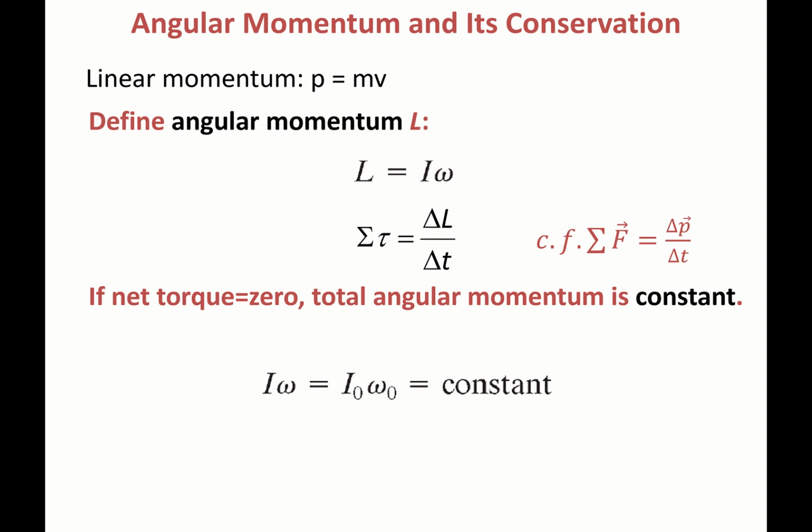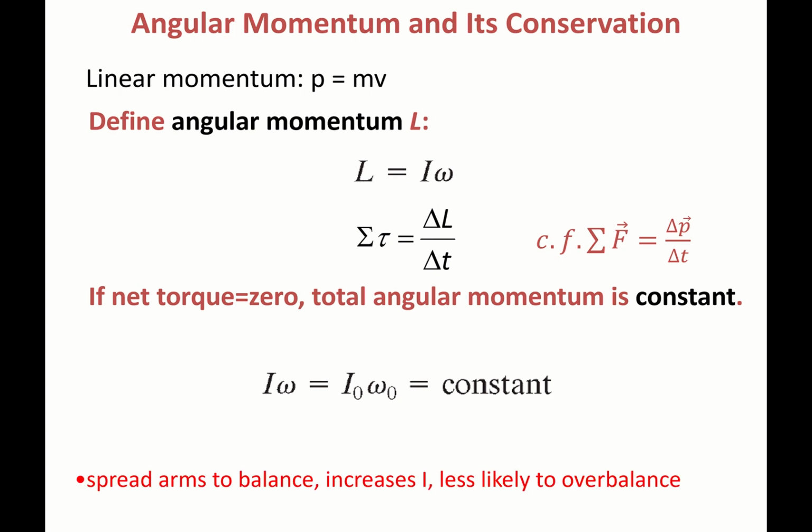So I times omega, in any combination, if I increase I, then omega will decrease. If I decrease I, omega will increase, and vice versa. So this is the reason why, for example, if you're trying to walk a tightrope, you spread your arms to balance, and that increases your I, and that will decrease the rate at which you spin as you go out of balance, and so you're less likely to overbalance.